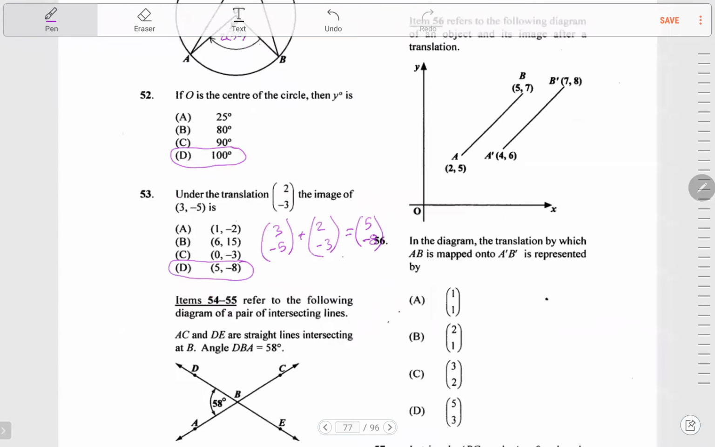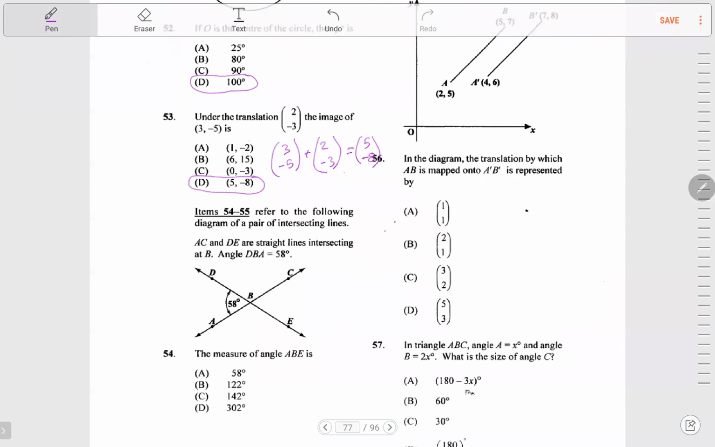Next one, I think we did this one a while ago. Angle ABE, yeah, we did it. This angle right here. We said it was 180 minus 58, which is 122. So it's 122 because total angle on a straight line is 180.